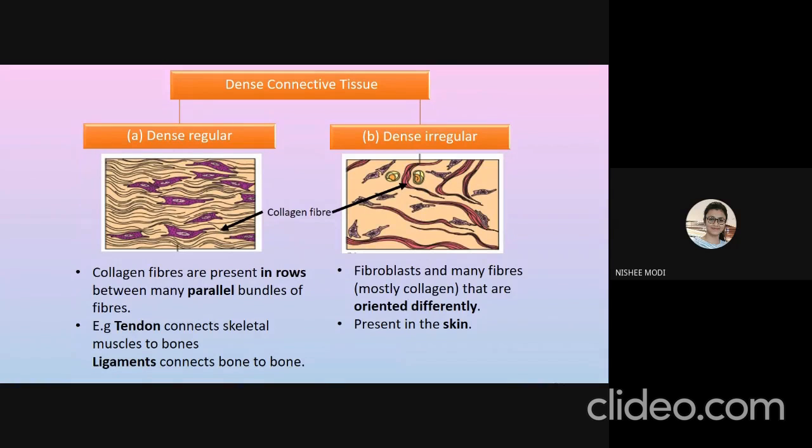Then dense irregular. Here you can see the collagen fibers and the fibroblasts oriented differently. That's why it's called irregular. Fibroblasts and many fibers like collagen are oriented differently and present in the skin. Dense regular is found in the tendon and ligament, and dense irregular is found in the skin.